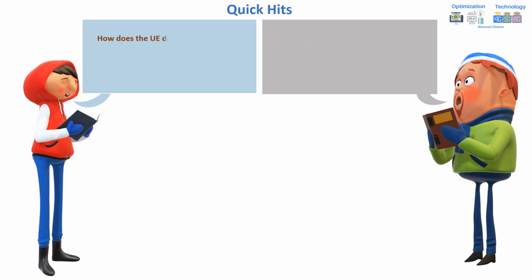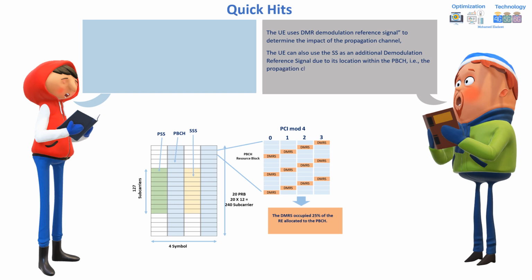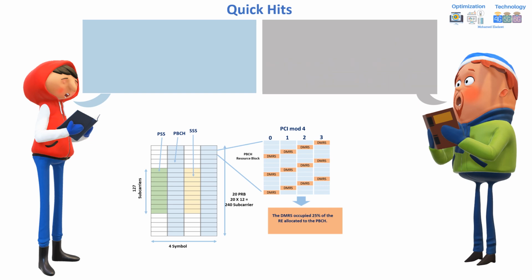How does the UE demodulate the PBCH reference signal and measure RSRP? The UE uses DMRS, the demodulation reference signal, to determine the impact of the propagation channel. The UE can also use the SS as an additional demodulation reference signal due to its location within the PBCH. Example: the propagation channel experienced by the SSS will be like the propagation channel experienced by the PBCH, and the DMRS occupies 25% of the resource elements allocated to the PBCH.